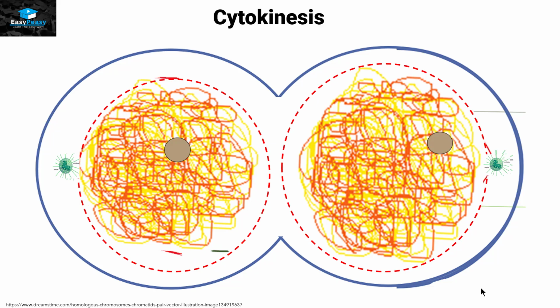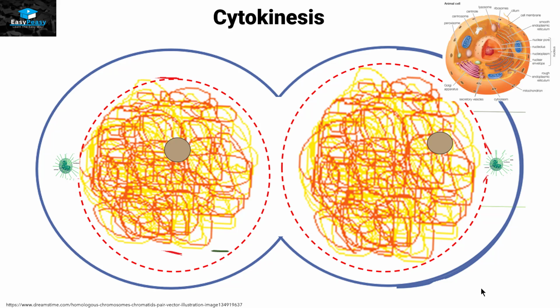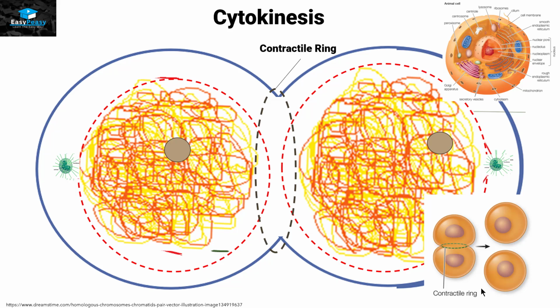In the cytokinesis, as we discussed before, the cytoplasm of these two cells is going to divide. Now, the division of the cytoplasm depends on the type of cell it is. So if it is an animal cell, then a ring type of structure appears that will be called the contractile ring. This ring will initiate the division of the cytoplasm of the two cells.